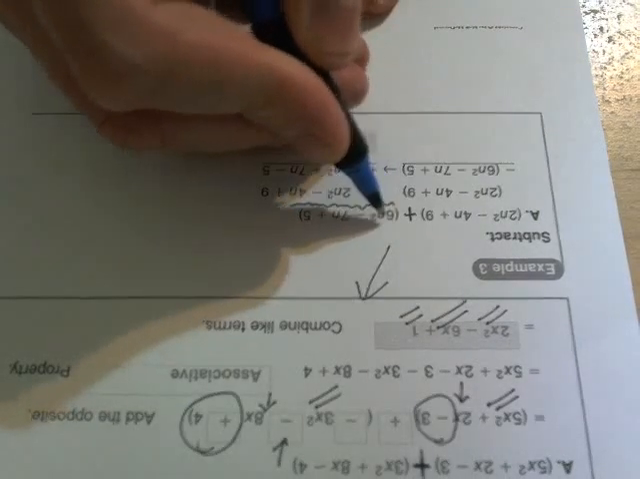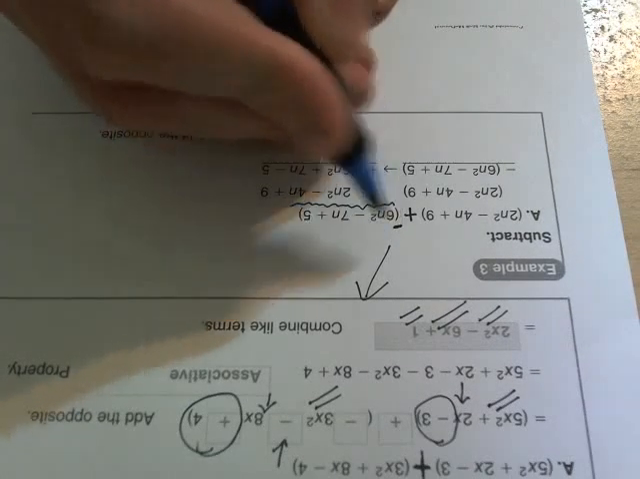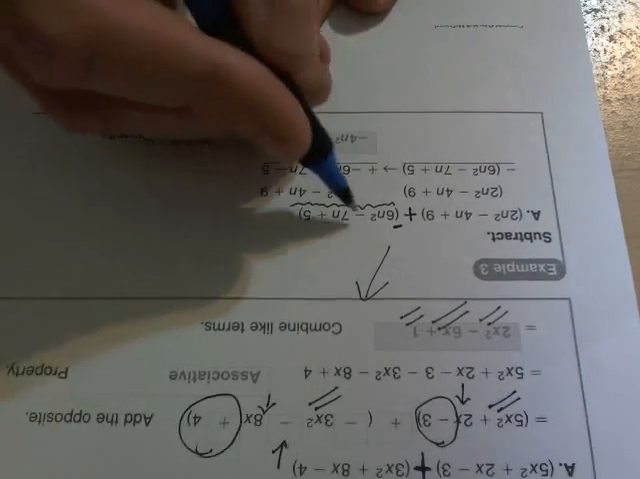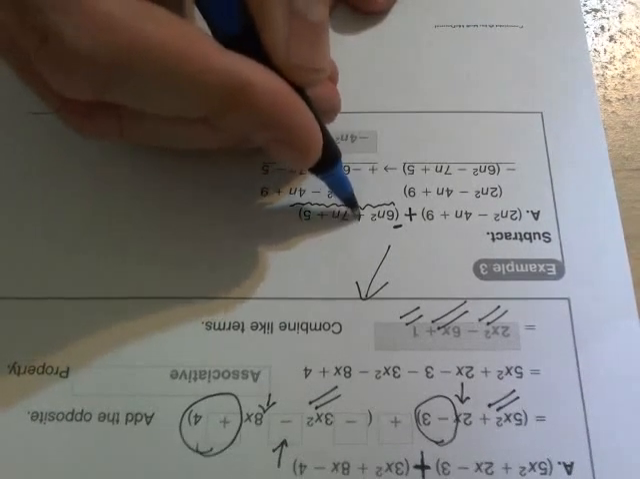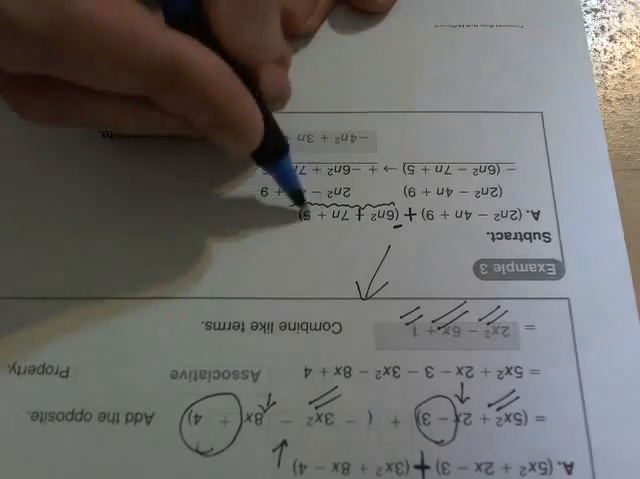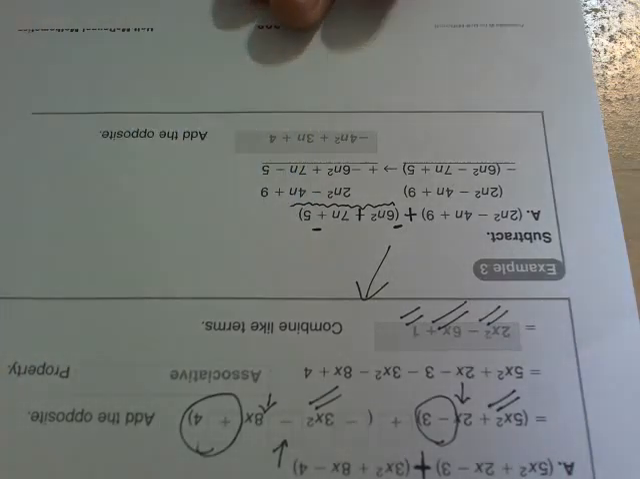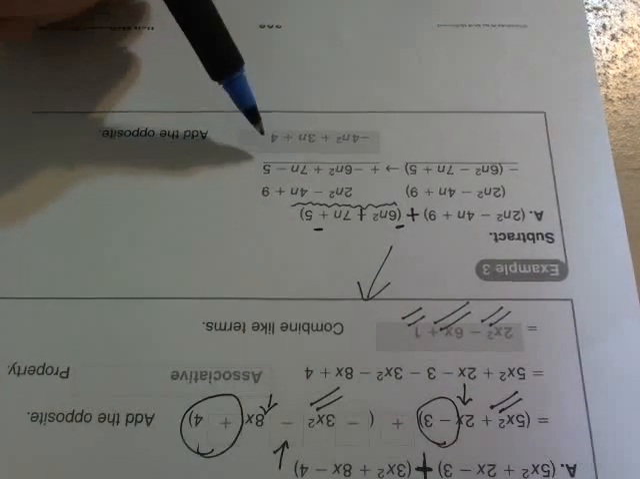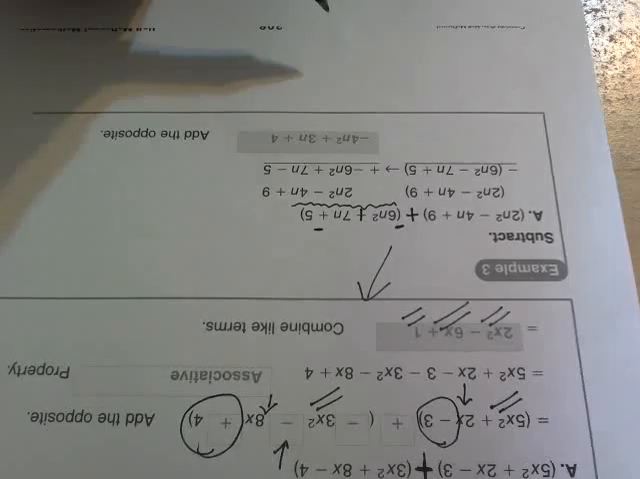So instead of this being a positive 6n squared, this is going to be minus 6n squared. Instead of being minus 7n, this is going to be plus 7n. Instead of being plus 5, now that's going to be minus 5 or plus negative 5. And as you can see, now they've gone ahead and lined up the like terms and have prepared us to sum vertically here.